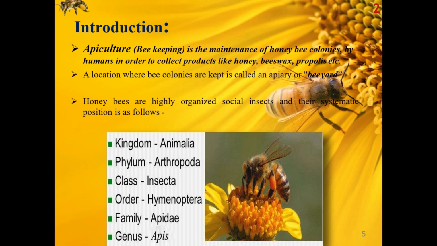Honey bees are in the kingdom Animalia. Now I'm showing you the classification: phylum Arthropoda, class Insecta, order Hymenoptera, family Apidae and genus Apis. This honeybee is a highly organized social insect, and there is a systematic position of flowers.